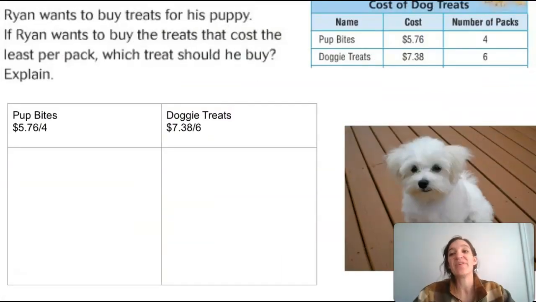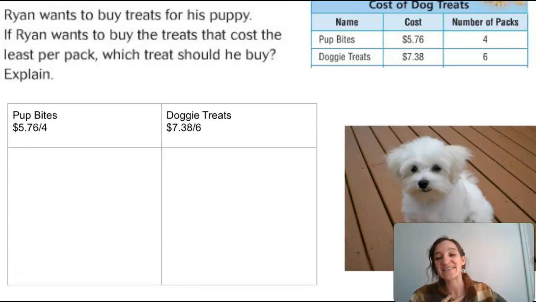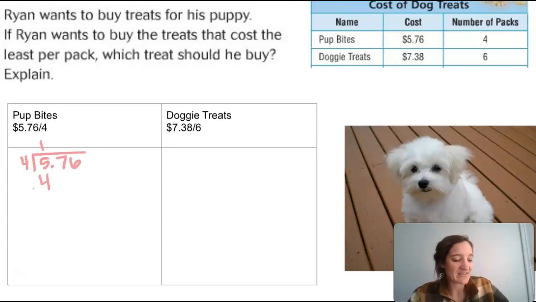Another example: you want to buy dog treats. Ryan wants to buy treats for his puppy. If Ryan wants to buy the treats that cost the least per pack, which treat should he buy? Explain. You can either buy the Pup Bites or the doggy treats. How are you going to figure out what's the better deal? Well, you are going to find the unit rate. Feel free to pause and try it on your own to see if you find the same unit rate that I do. I'm going to start with the Pup Bites.